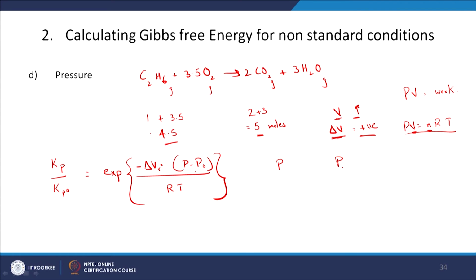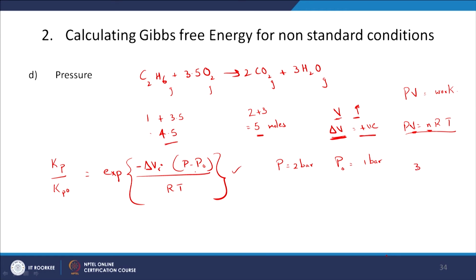The pressure at standard conditions is 1 bar, and let us say we are increasing the pressure now to 2 bars. How is it going to change? We will later look at the equation, but first let us try to understand the system here. Here you are trying to change your volume by increasing it.